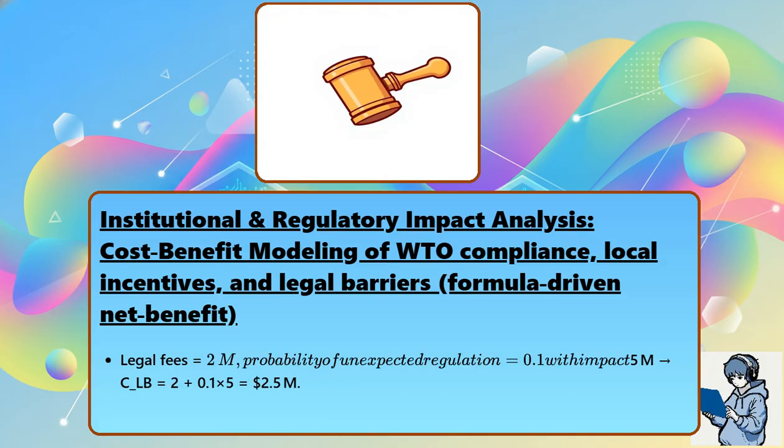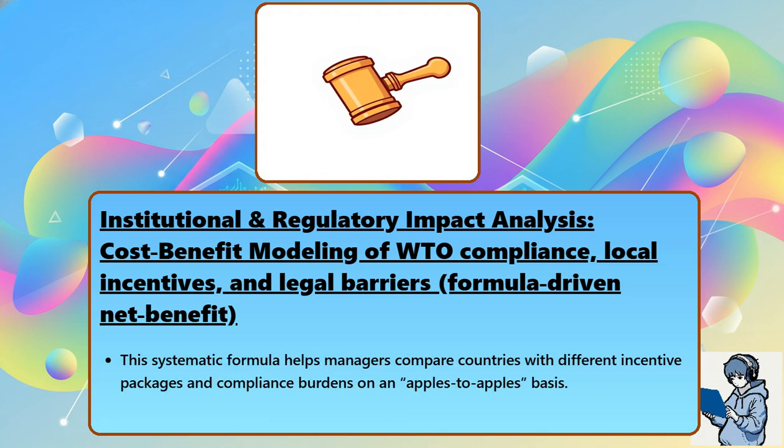Legal fees equal $2 million. Probability of unexpected regulation equals 0.1 with impact $5 million. CLB equals 2 plus 0.1 times 5 equals $2.5 million. Net benefit equals 80 million minus 10 million plus 9.6 million minus 2.5 million equals 77.1 million. This systematic formula helps managers compare countries with different incentive packages and compliance burdens on an apples-to-apples basis.